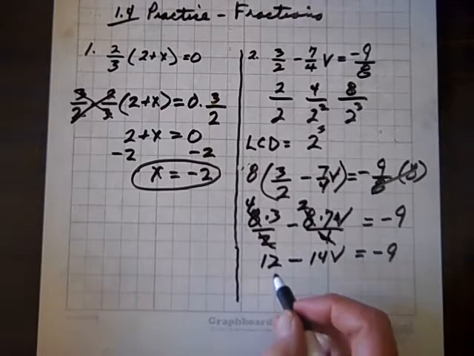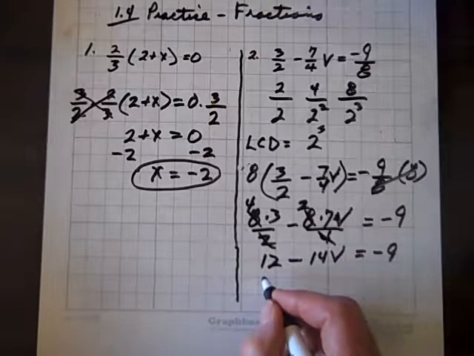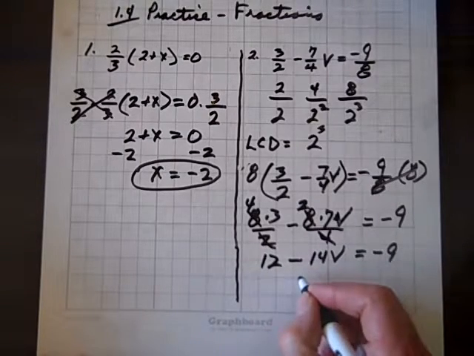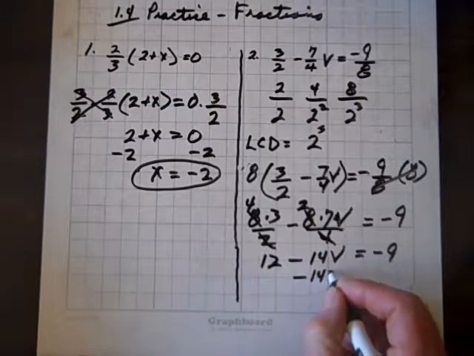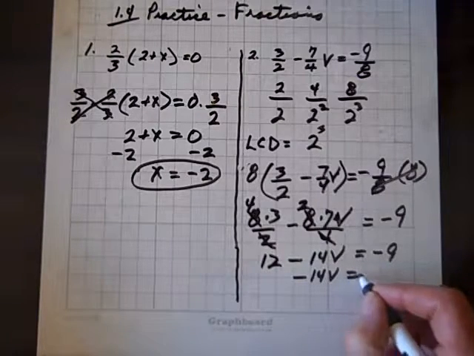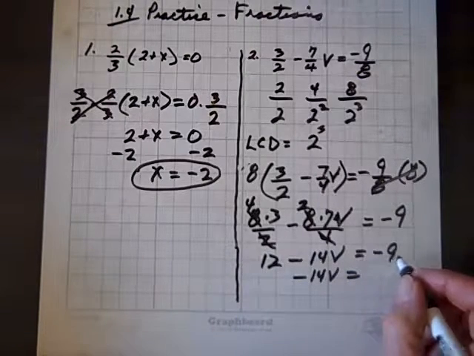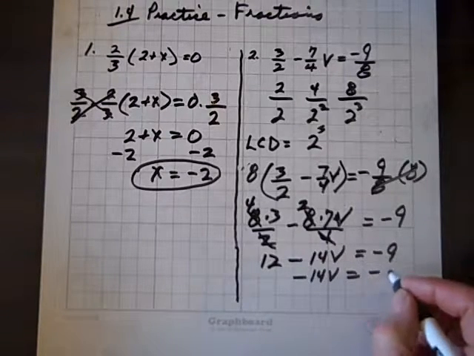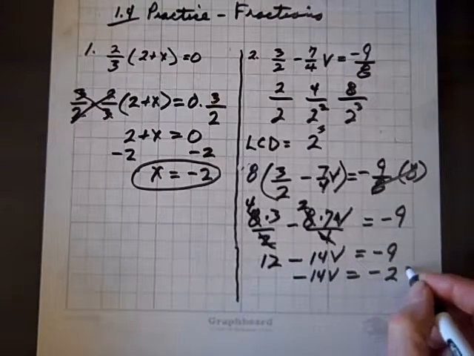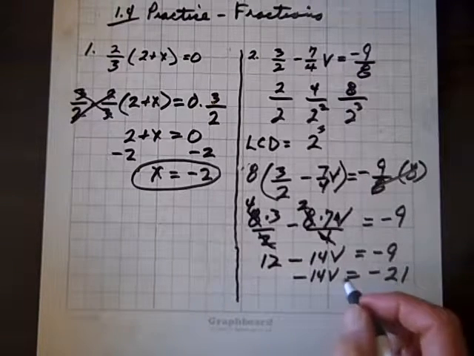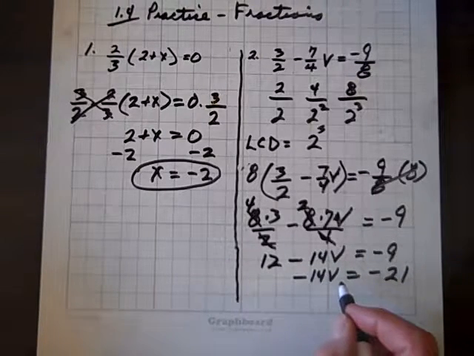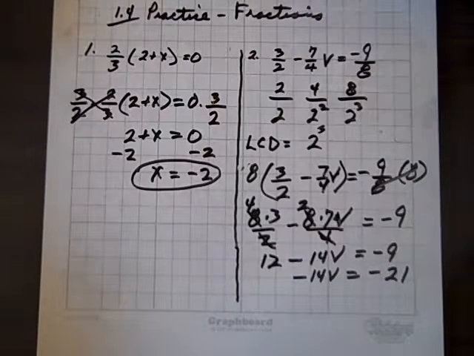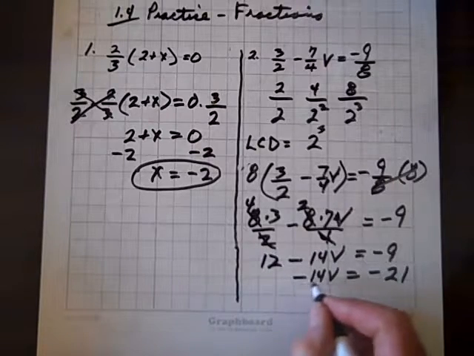Now we'll subtract 12 from both sides. If we subtract 12 from this side, we'll just have a -14v left. If we subtract 12 from -9, -12 minus 9 is -21. Now we'll divide both sides by -14, or multiply by -1/14, which is the reciprocal.